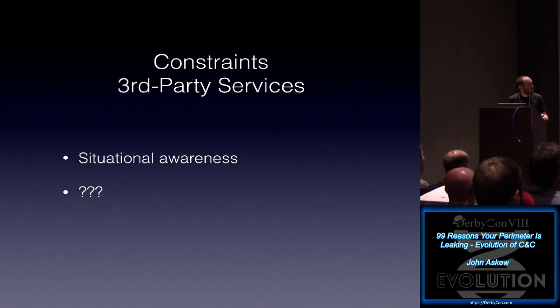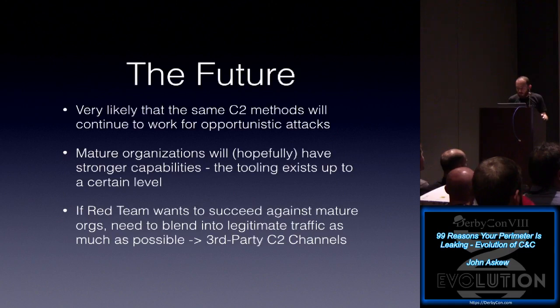Some constraints there, situational awareness. So if you're going to use something like this, you need to be aware of what your target is using, and we'll talk about that more in a minute. And there's probably some other constraints with it as well, but this is kind of where I want to focus a little bit on the future of command and control, and how we'll be using more of these third-party channels.